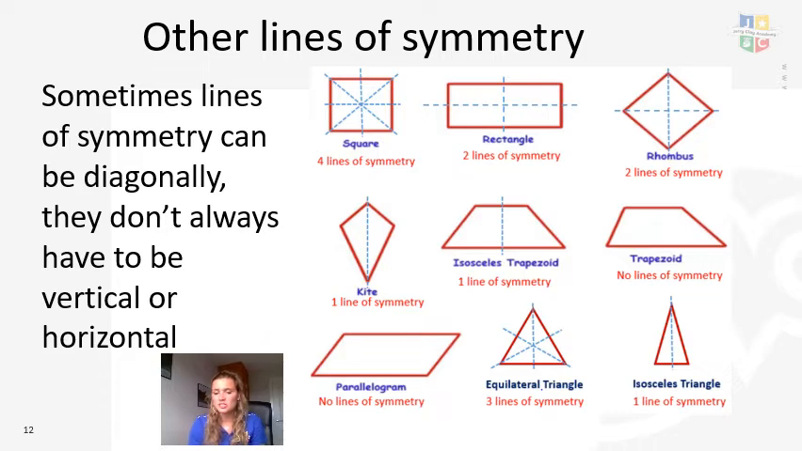A rhombus, which is another shape, is almost like a square but tilted on its side. This one has got 2 lines of symmetry, one horizontal and one vertical. A kite just has 1 vertical line of symmetry. A trapezium has just got 1 line of symmetry, and then some of those don't have any lines of symmetry. So you can see there that different shapes have different numbers of lines of symmetry.